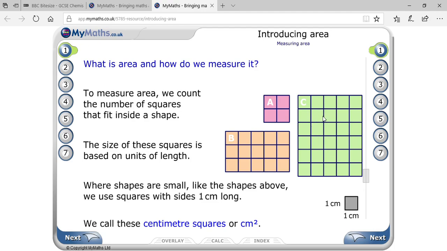So in that condition, you can get that A will have 4 cm² area, B: 3, 6, 9, 12, 15, so 15 cm², and here it will be 5 times 6, 30. It will be 30 cm². Clear? Good. So seeing this, you can understand that C has the larger area.